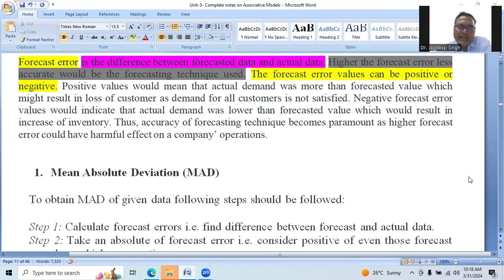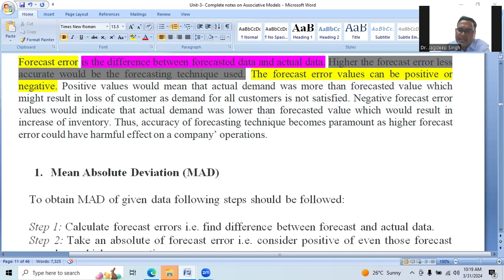Positive values would mean that actual demand was more than forecasted values, which might result in loss of customers as demand for all customers is not satisfied. Negative forecast error values would indicate that actual demand was lower than forecasted value, which would result in excess inventory. Thus, accuracy of the forecasting technique becomes paramount, as higher forecast error could have a harmful effect on the company's operations.